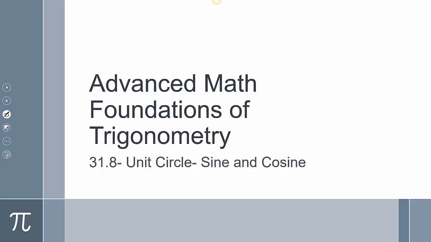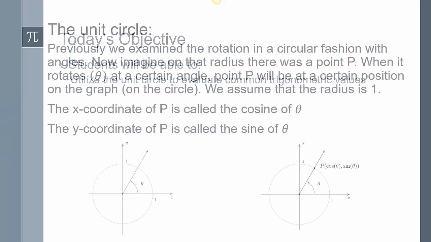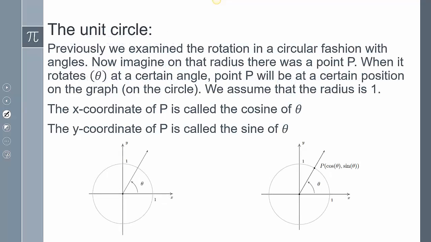Hey class, today is section 38-1 and we're examining the unit circle, but specifically just sticking with sine and cosine functions. So we're going to utilize the unit circle to evaluate common trig values. Now previously when we examined the rotation in a circular fashion with angles, we said we had some sort of rotation, we had an initial side, and then this was our terminal side there.